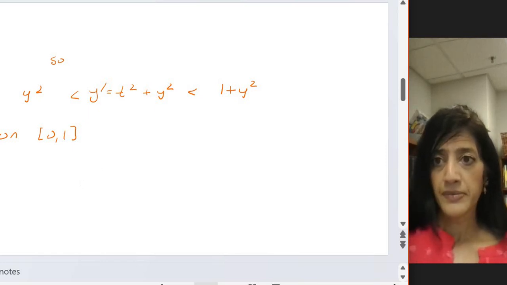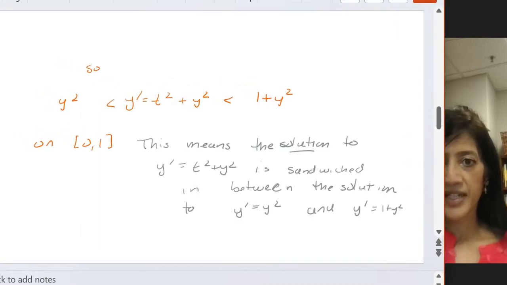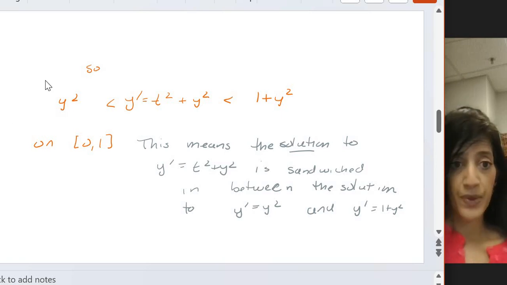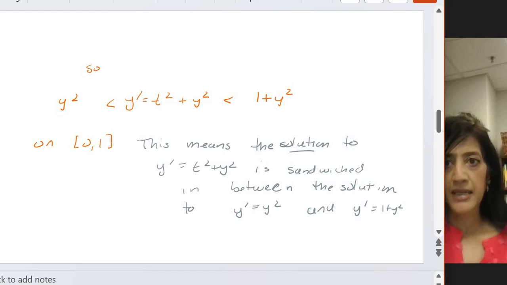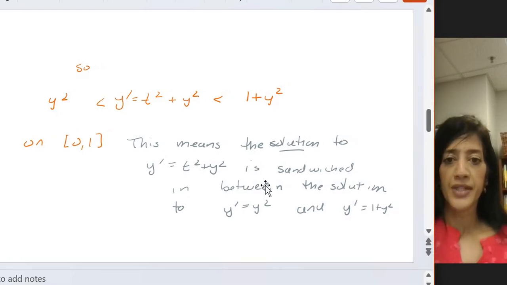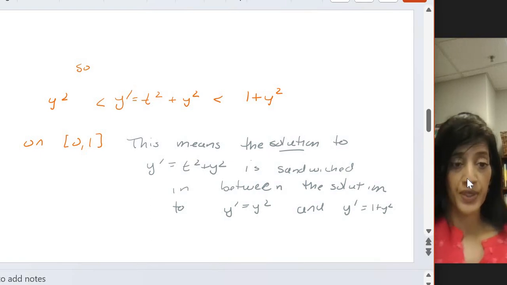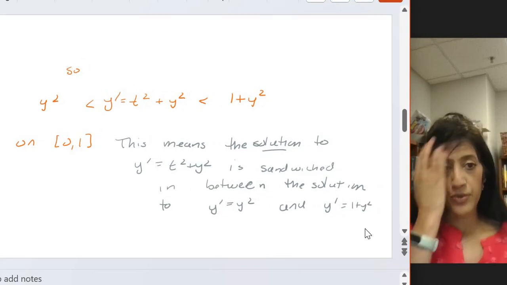Let me push this over a little bit. You can see better? Okay, so here. This is just what I said. That means the solution to y prime equals t squared plus y squared is actually between the solution to y prime equals y squared and y prime equals 1 plus y squared. Why does that matter? It matters because I'm able to actually solve these two by separation of variables. I do know how to solve these two.